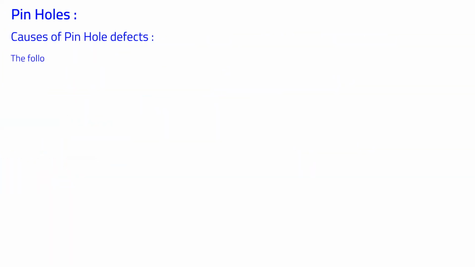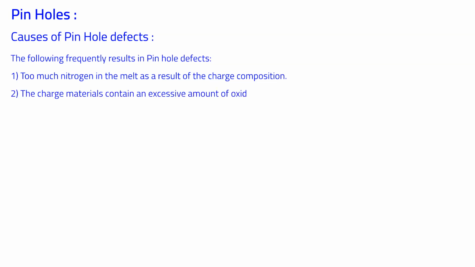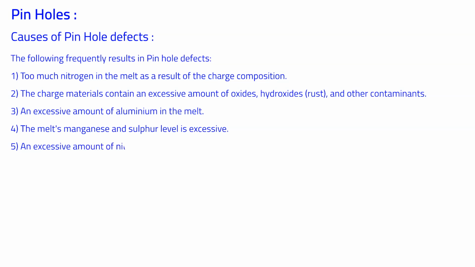Causes of pinhole defects. The following frequently results in pinhole defects. Too much nitrogen in the melt as a result of the charge composition. The charge materials contain an excessive amount of oxides, hydroxides, rust, and other contaminants. An excessive amount of aluminium in the melt. The melt's manganese and sulfur level is excessive. An excessive amount of nitrogen in the sand. An excessive amount of moisture in the sand.